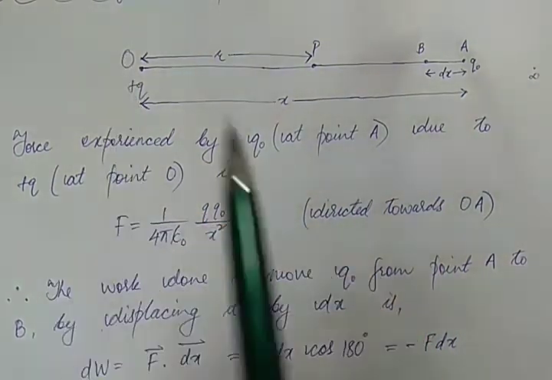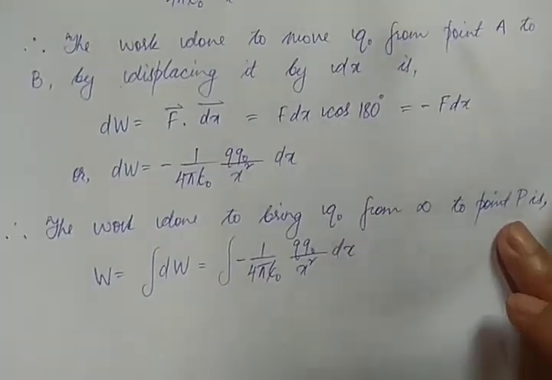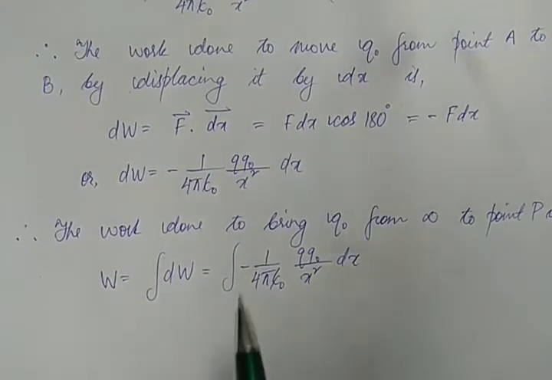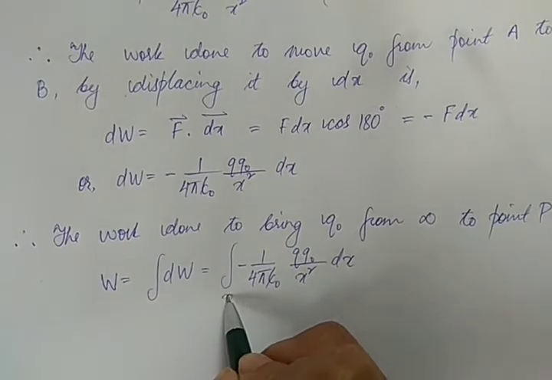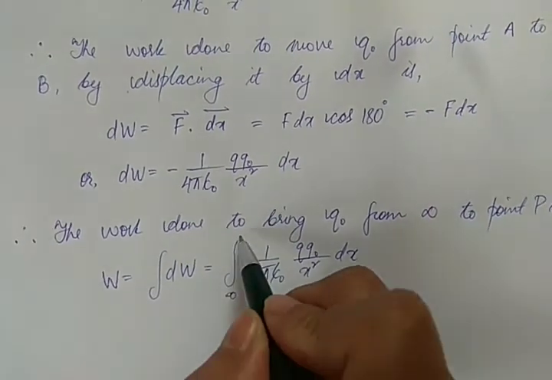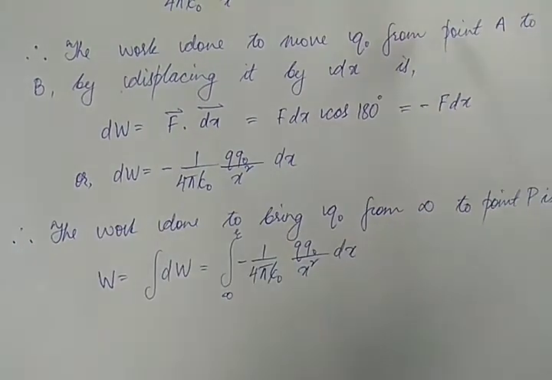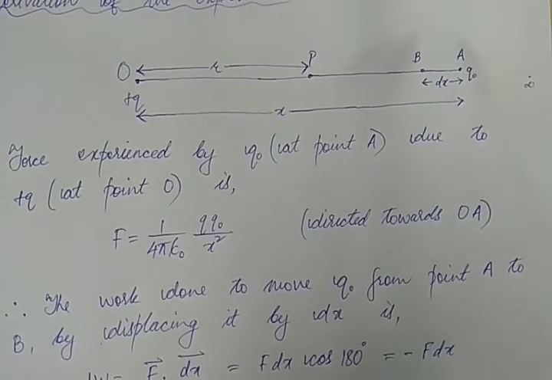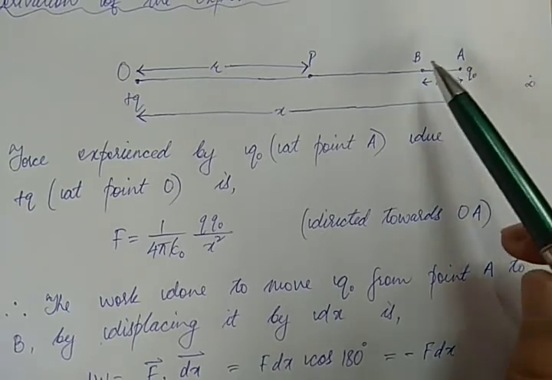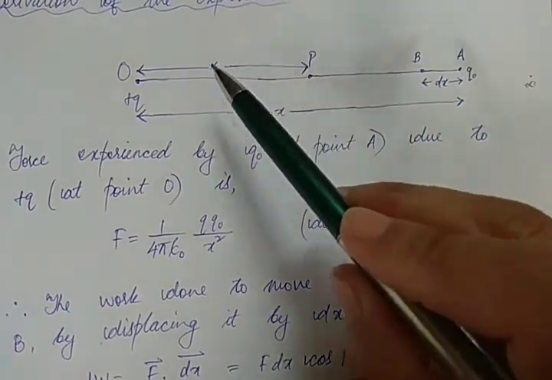So point O is our point of reference, and we are measuring the distance from it. So we are bringing q naught from infinity up to distance r. That is the limit of integration, because we are bringing q naught from infinity to point P, which is distance r apart.